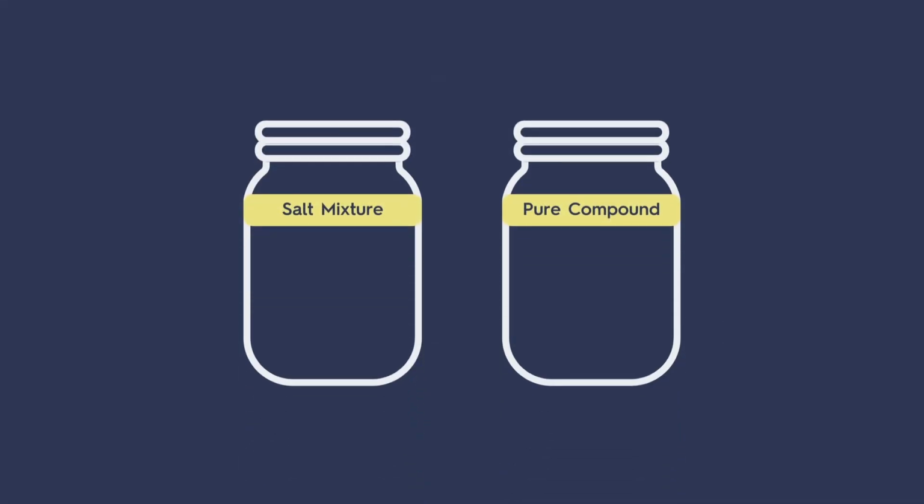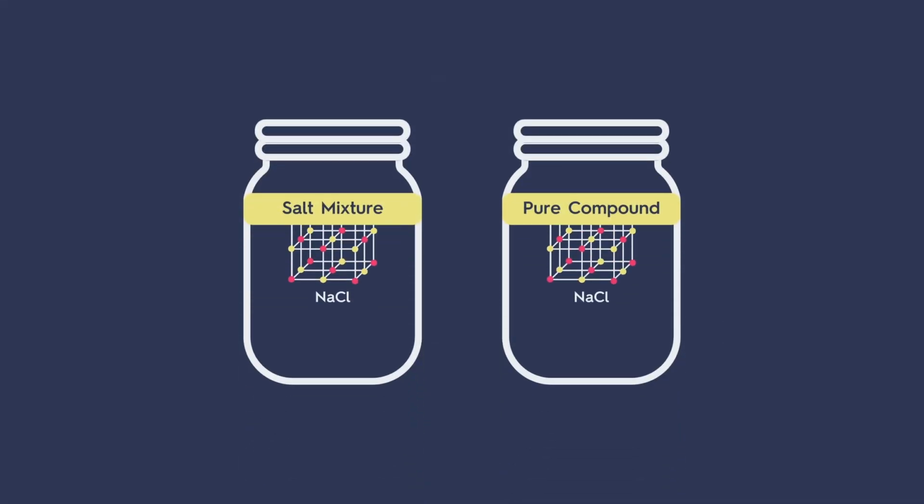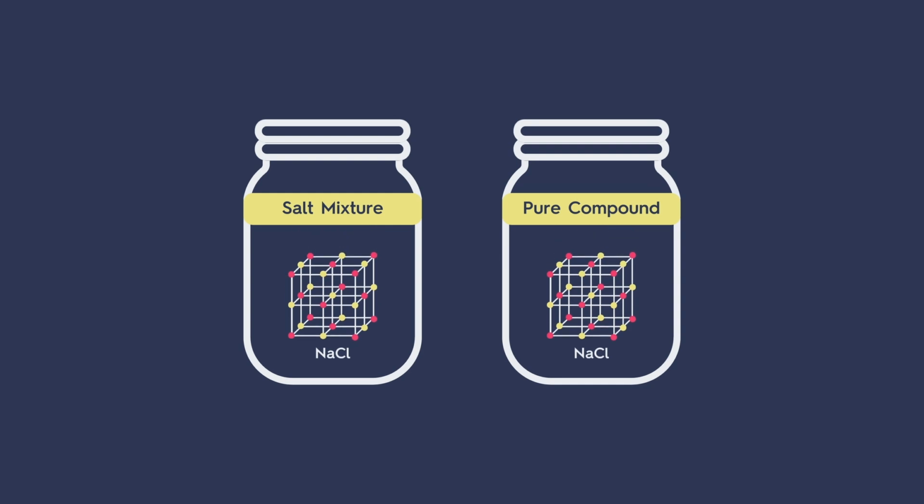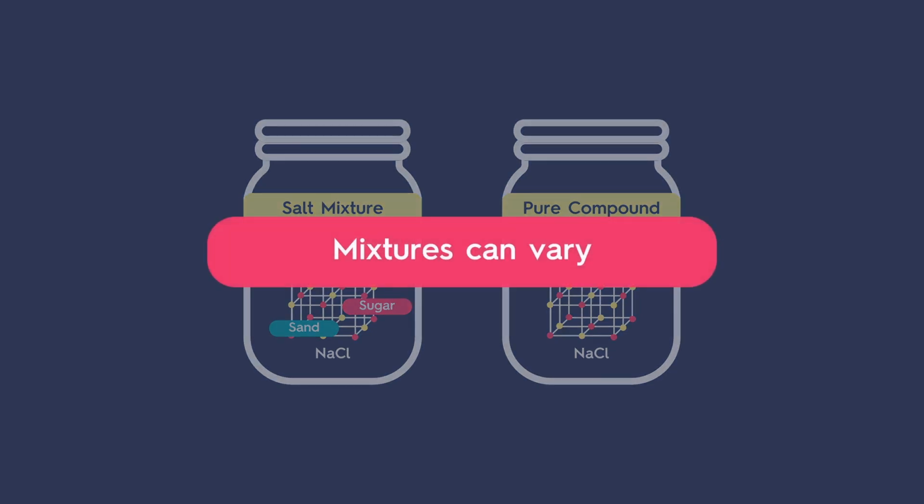This is where many students get confused. Mixtures can have changing ratios because you can mix ingredients in any amount. But a pure compound has a locked ratio because the atoms are bonded in a fixed pattern.